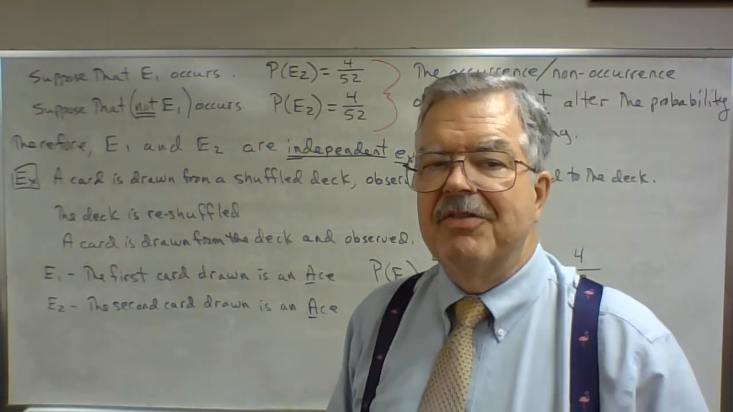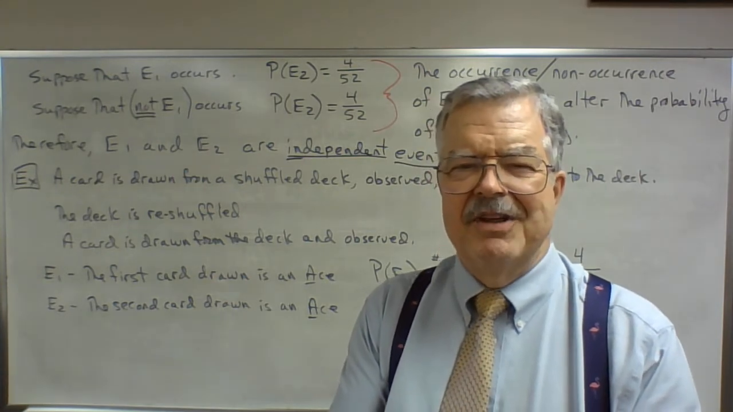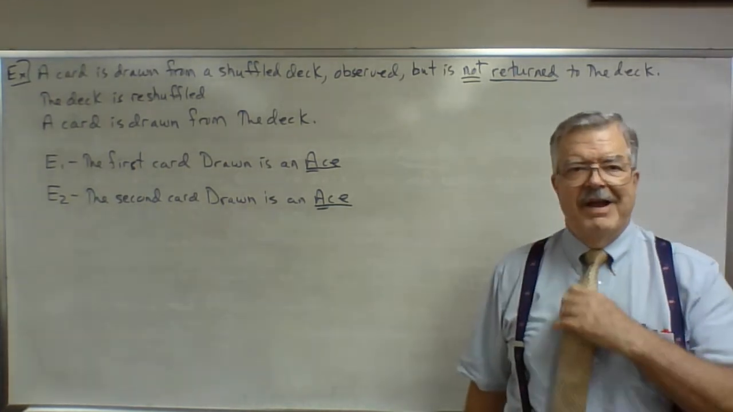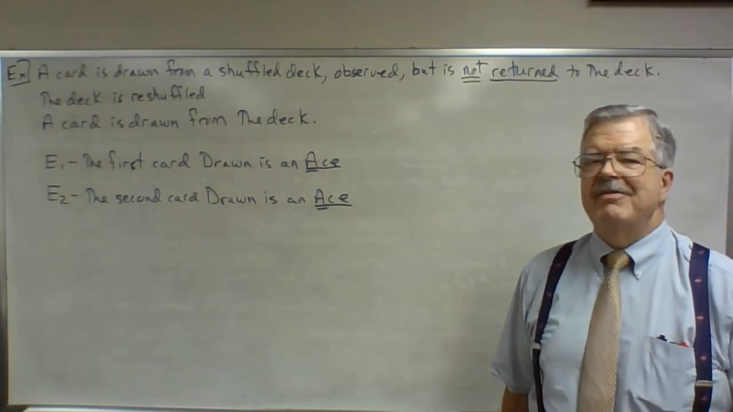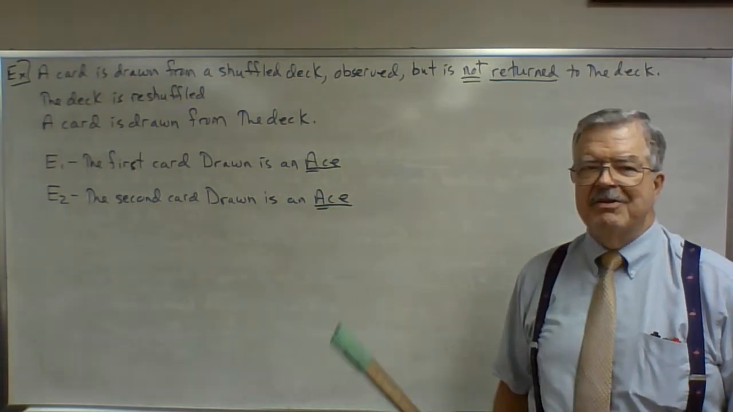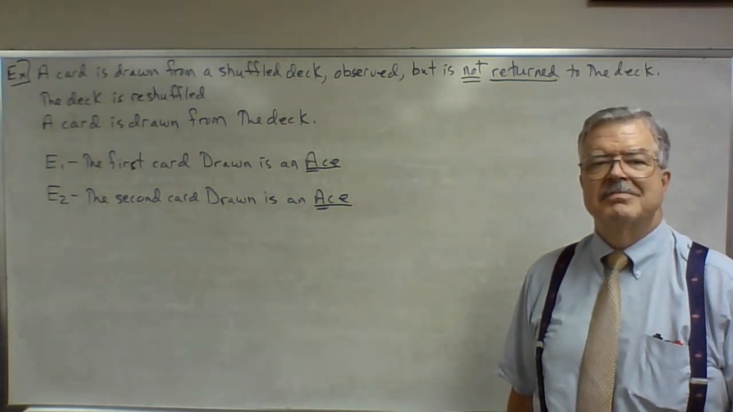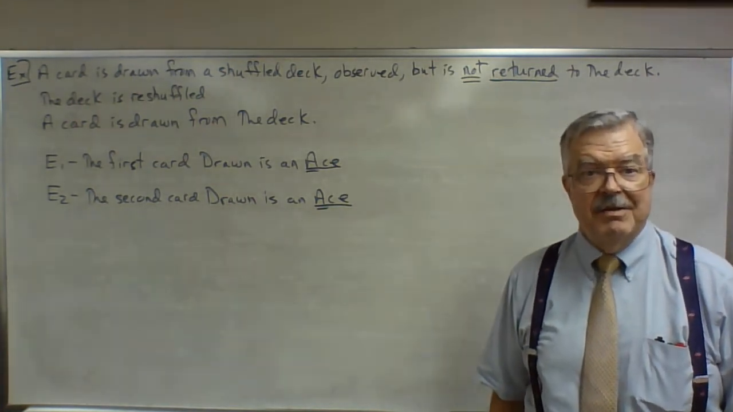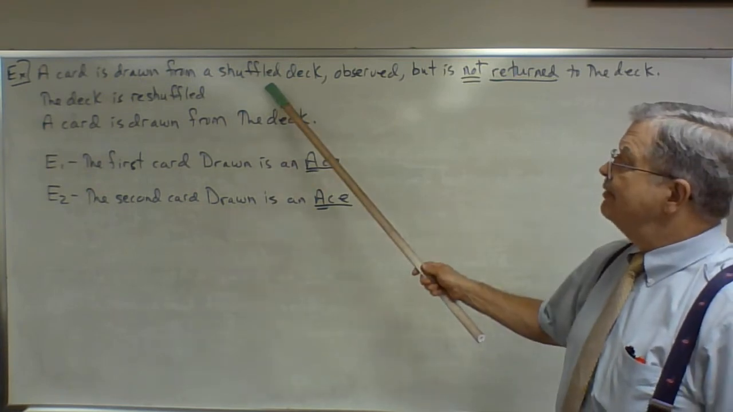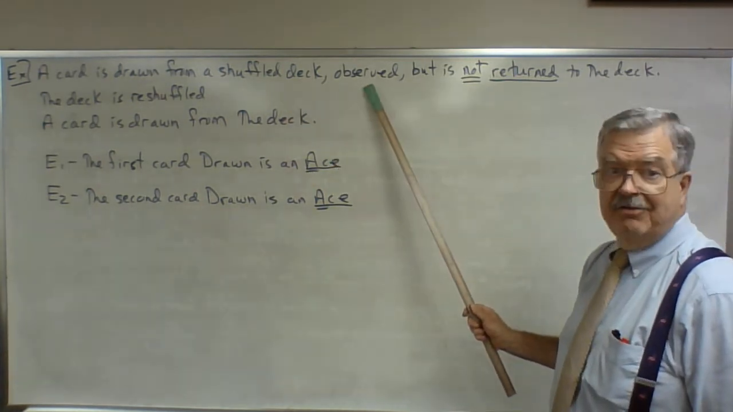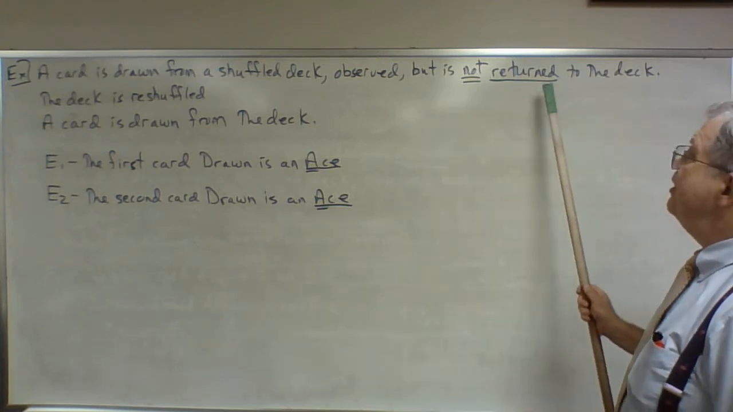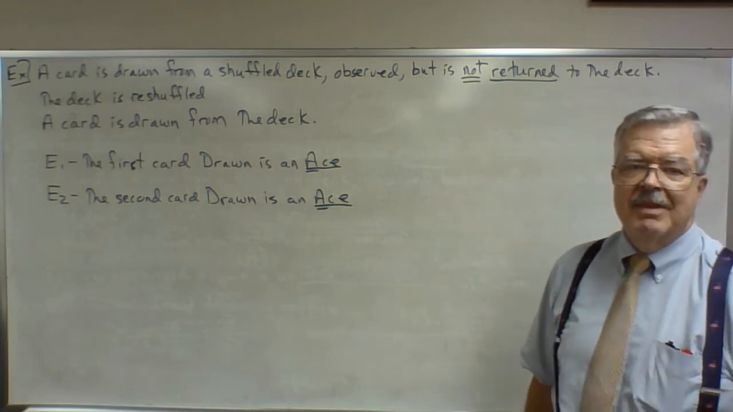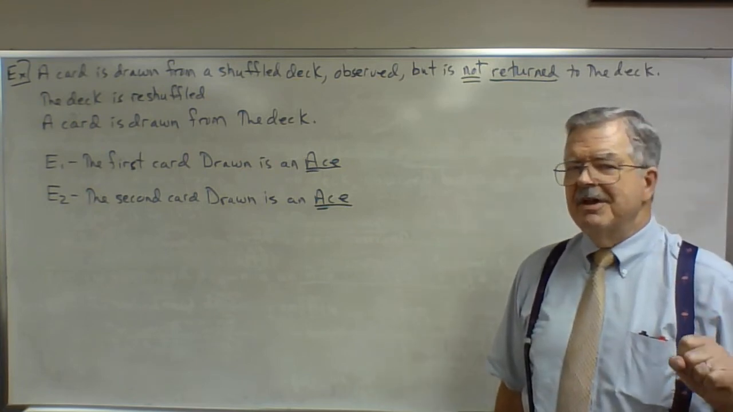Now let's contrast that with the very last example of the previous lecture. Here's the variation of the previous example that's really going to drive home the concept of independence and dependence. A card is drawn from a shuffled deck. It's observed, but it is not returned to the deck. So some things are going to change here.